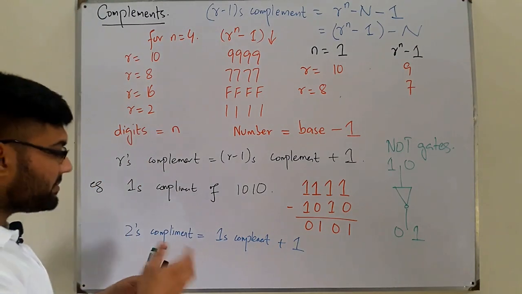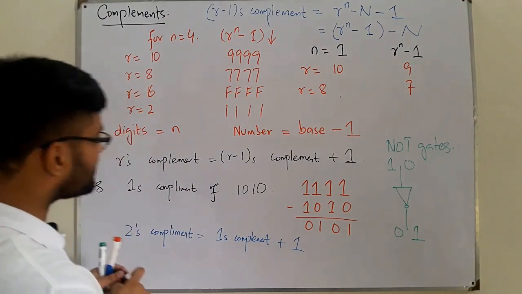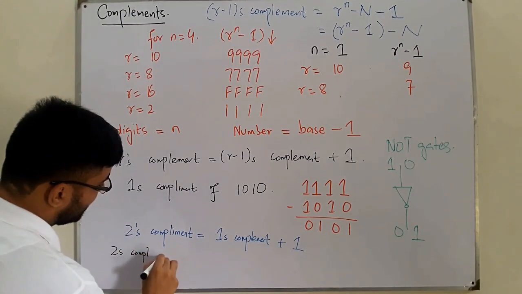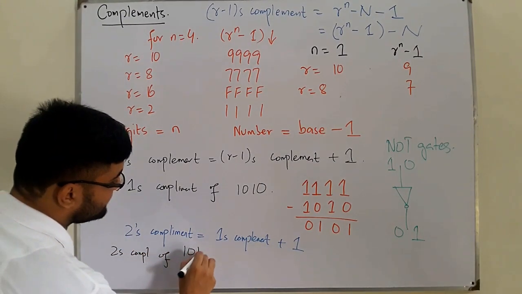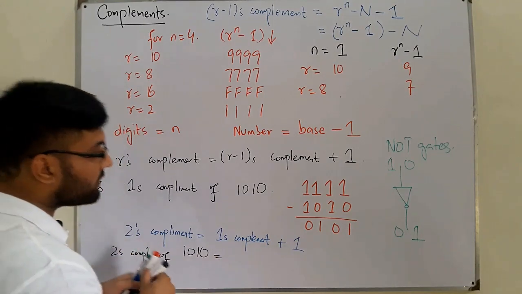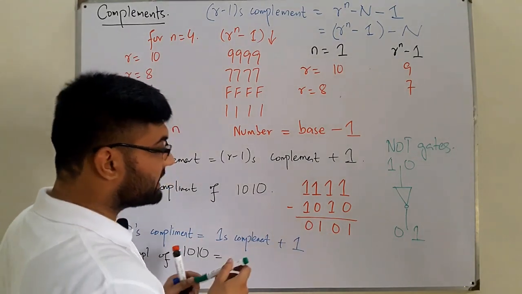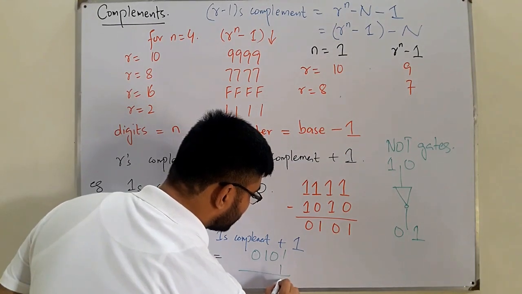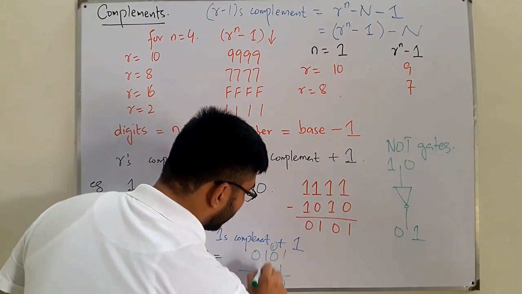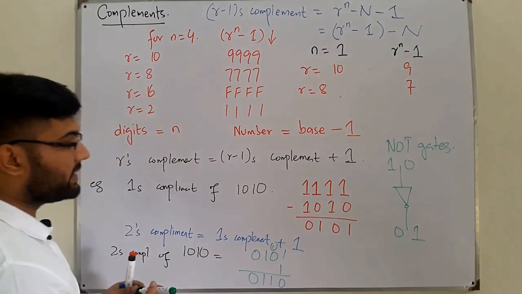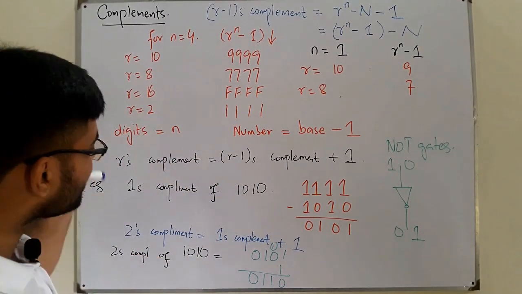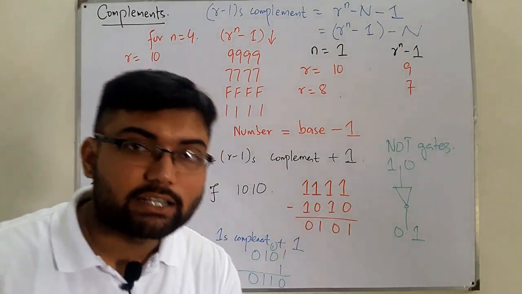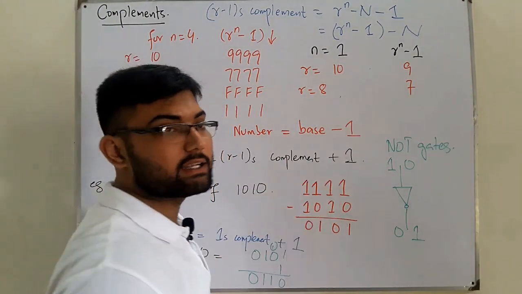If you need the 2's complement of this number, 1010, you already have the 1's complement of it. You simply add 1 to it. 0101 and you add 1. So 1 plus 1 is a 10. This would be a 1, 1 and 0. So the 2's complement is 0110, right? That's about the 2's complement. We have a shortcut to find the 2's complement. Let us see.